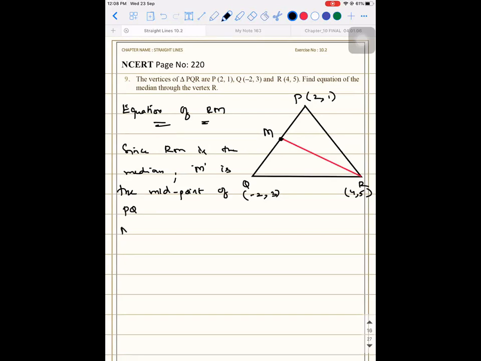So how to find M? The midpoint M is equal to x1 plus x2 by 2, y1 plus y2 by 2. That will be 0, comma 2. Are you able to understand? So this point is 0, comma 2. You know one point, you know another point. Use the two-point form and write the equation.